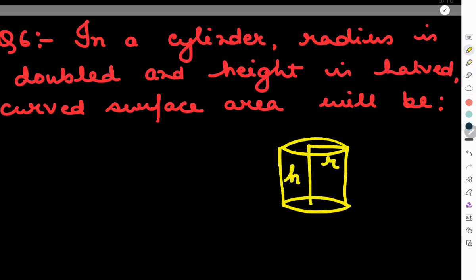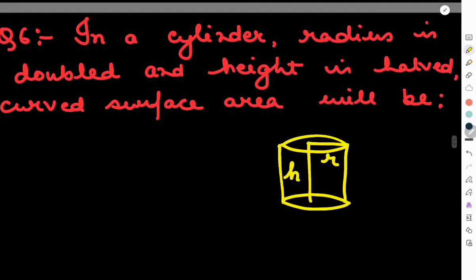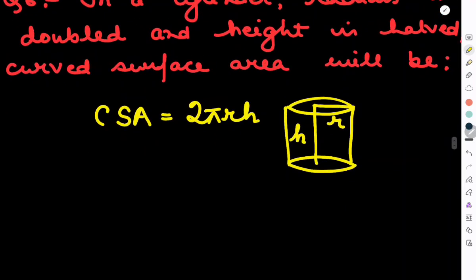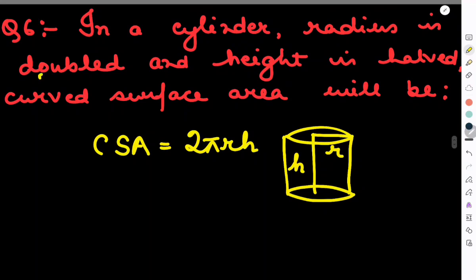This is the initial situation. Now we find the initial CSA, which will be 2 pi rh. This is the formula we know. Now let us change the situation: the radius is doubled.